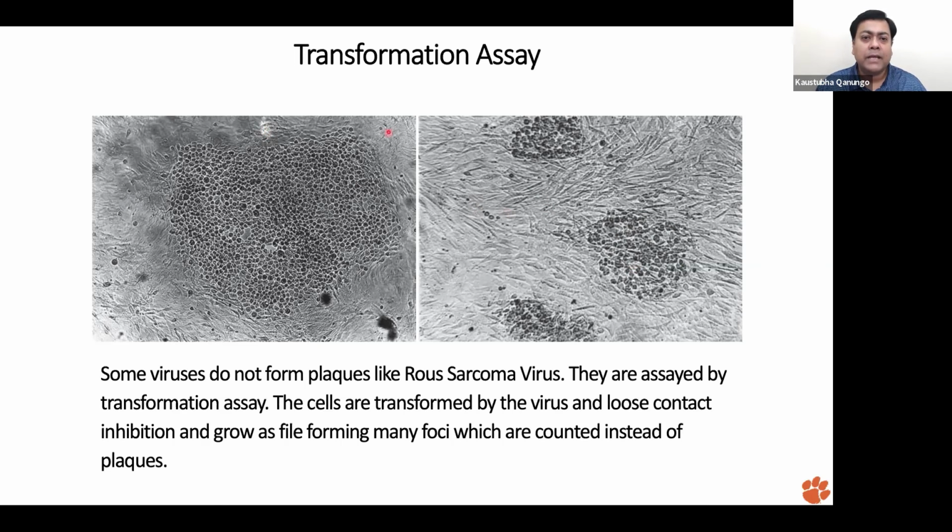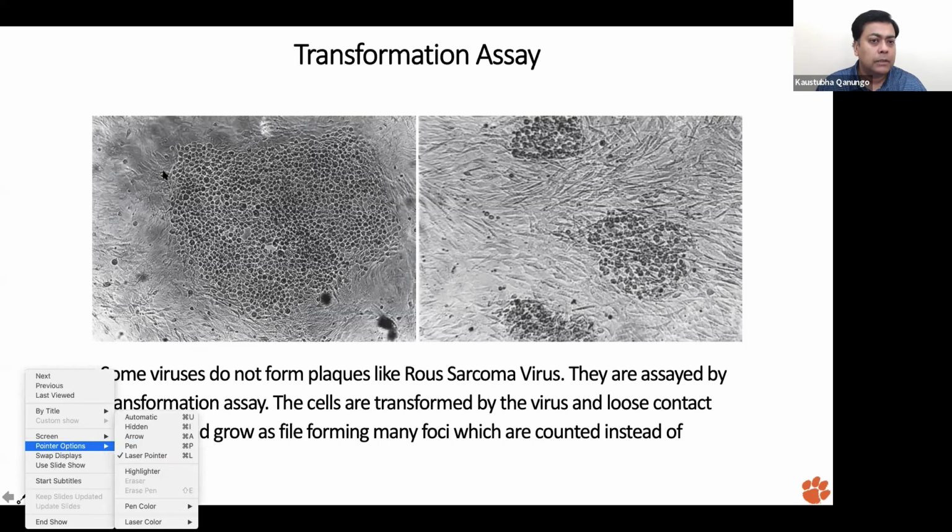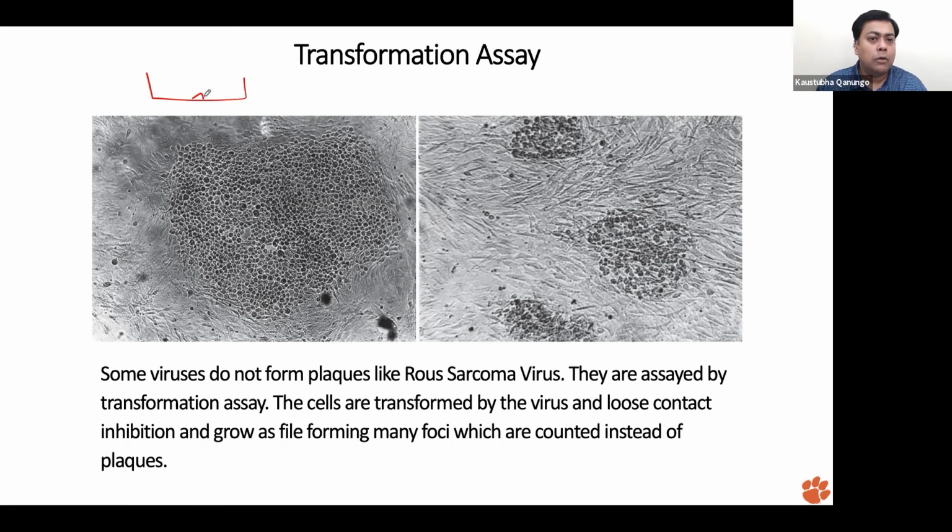And again, remember that we drew that picture beforehand. So now they will grow on top of each other rather than as a monolayer. Here is your monolayer, but instead of that, this will be your transformation assay, which is essentially piling up of cells, and these are very nicely visible. You can see that there is one focus, one focus, one focus. This is just like the plaque assay. So you know that this focus is formed by one virus, another focus by another virus, and it's the same way that you measure the viral titer.